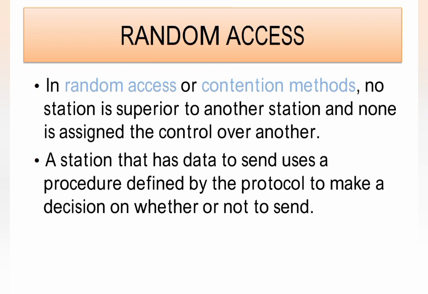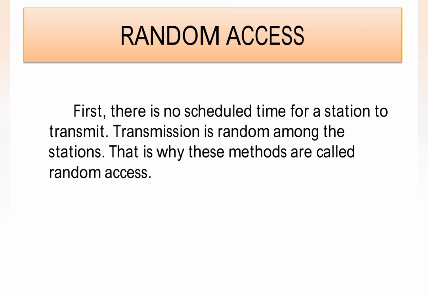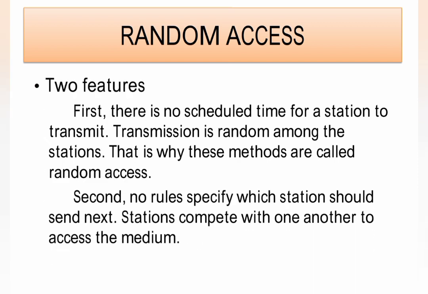So that is the main drawback here. There are two features of the random access protocol. The first one is that there is no scheduled time for a station to transmit. Transmission is random among the stations. That is why these methods are called random access. If a station has some data, it will transmit, and it won't check whether the channel is free. That is why it is called random. There is no particular time to transmit for the station.